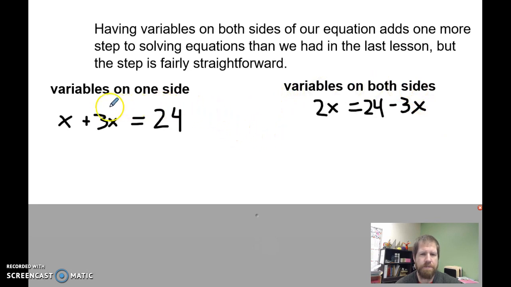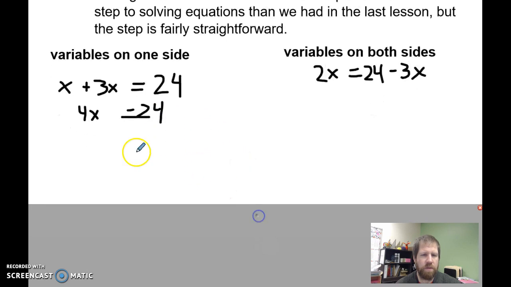Okay, we have our two variables here. Those are like terms. We're going to combine them. 1x plus 3x is 4x equals 24. Okay, we've combined our like terms. Our variable is isolated. Now we're going to solve. Divide by 4 for each side. X equals 24 over 4, or 6.